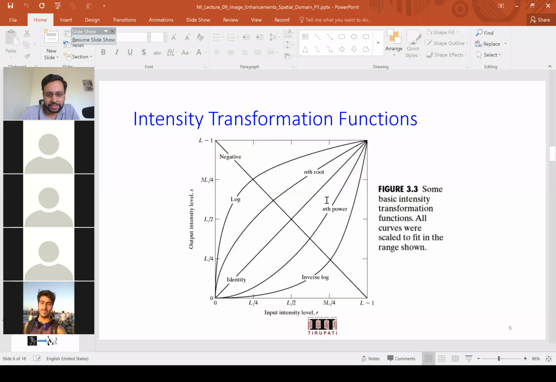Yes, sir. One basic question: how is it still staying in that range of 0 to 255 even after applying log and power and all? Okay, it's a good point. Would anyone like to answer that?